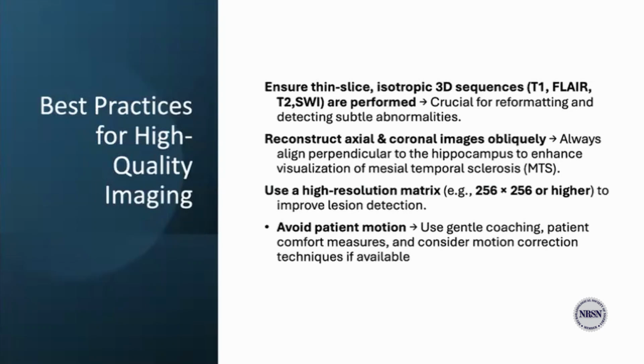This positioning significantly improves our chances of spotting mesiotemporal sclerosis, which is one of the most common causes of focal epilepsy. Again, using a high resolution matrix, for example, 256 by 256 or even higher, will enhance our ability to pick up very small cortical abnormalities or malformations that might otherwise go unnoticed. And finally, minimize patient motion. This might sound very simple, but it's critical. So gentle coaching, creating a comfortable scanning environment, and using motion correction tools if available can make all the difference in getting diagnostic quality images.